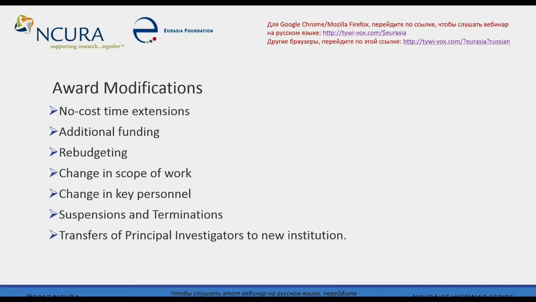In each of these situations, you should follow the sponsor's terms and conditions. Many of these will require specific written approval from the sponsor and written amendments to the original sponsored agreement.